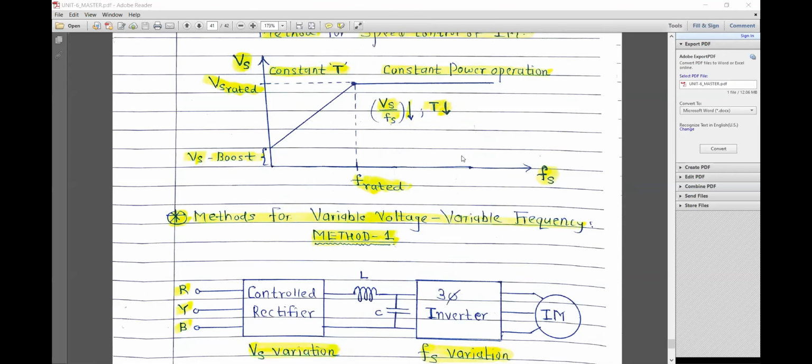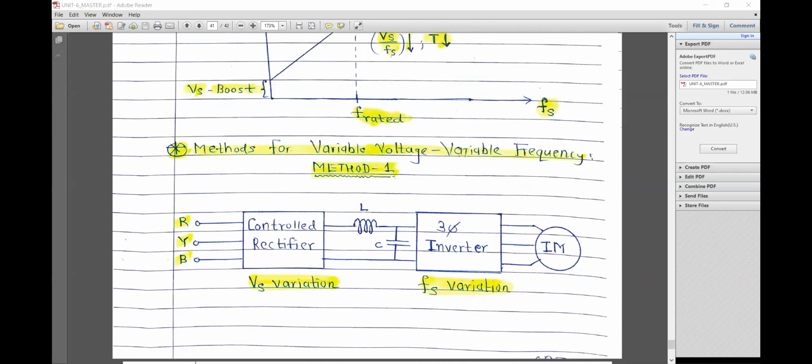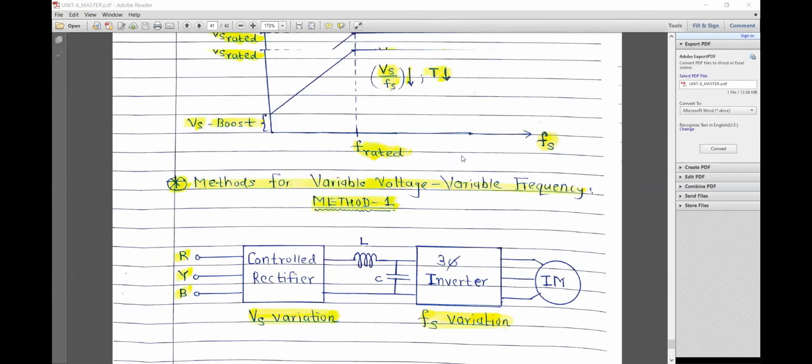Now we come down, and this is a simple graph. You can understand that here, it's very simple. I have simplified it. So now this is the first method. Basically, I have discussed 3 methods for V by F control.